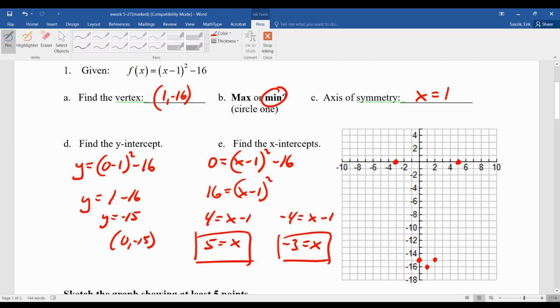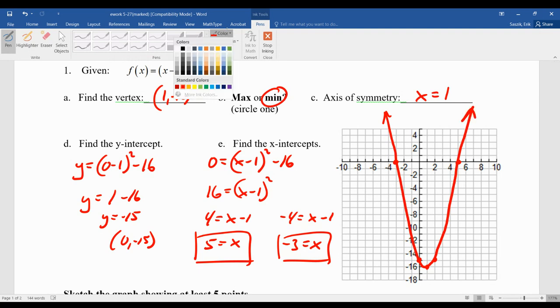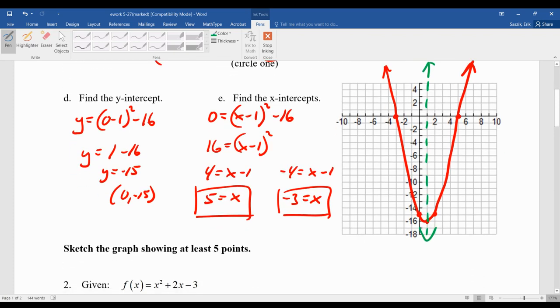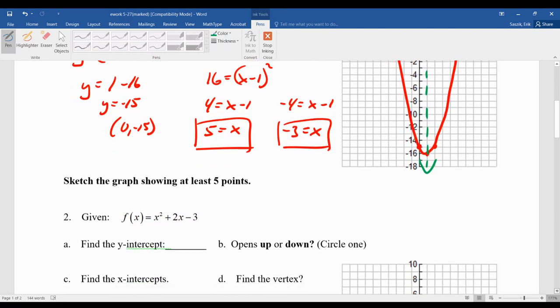And my parabola is taking shape. Again, I'll sketch in the axis of symmetry. Makes me feel better. It's not required, though, unless it specifically says. Sketch the graph showing at least 5 points, which we did. Remember, we had 4 critical points, and we got that 5th one by doing the mirror image of the y-intercept.